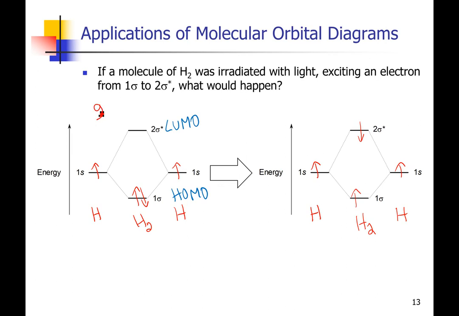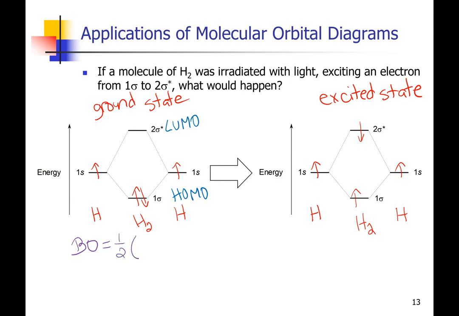Our ground state hydrogen molecule, and our excited state hydrogen molecule. So the bond order for the ground state hydrogen molecule is equal to 1/2 of the bonding electrons, 2 of those, minus the 0 antibonding electrons, which gives us a bond order of 1. Bonding electrons minus antibonding electrons divided by 2 gets you your bond order.